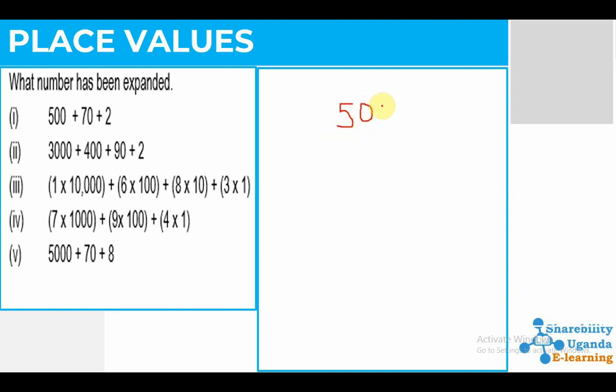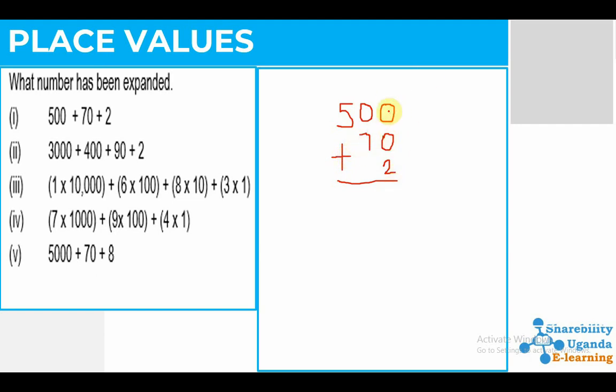Okay, we have our 500 plus the 70. So the 70 starts here. It is 7. Okay, 70 plus 2. Plus our 2 is in this position of 1. So here we are making the sum of these two numbers.